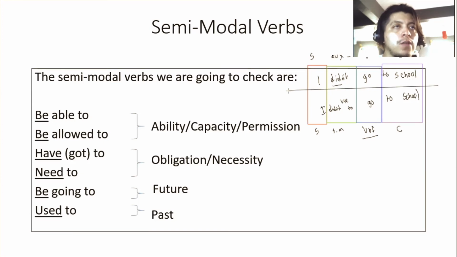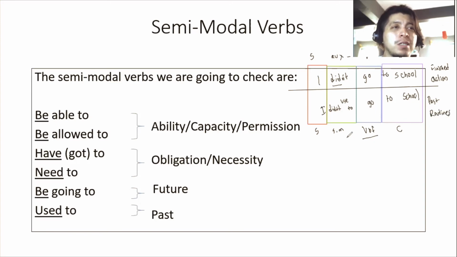What is the difference? Well, this is a finished action, right? When you are using the simple past, this is a finished action. And when you are using this semi-modal verb, used to or didn't use to, you're speaking about past routines.